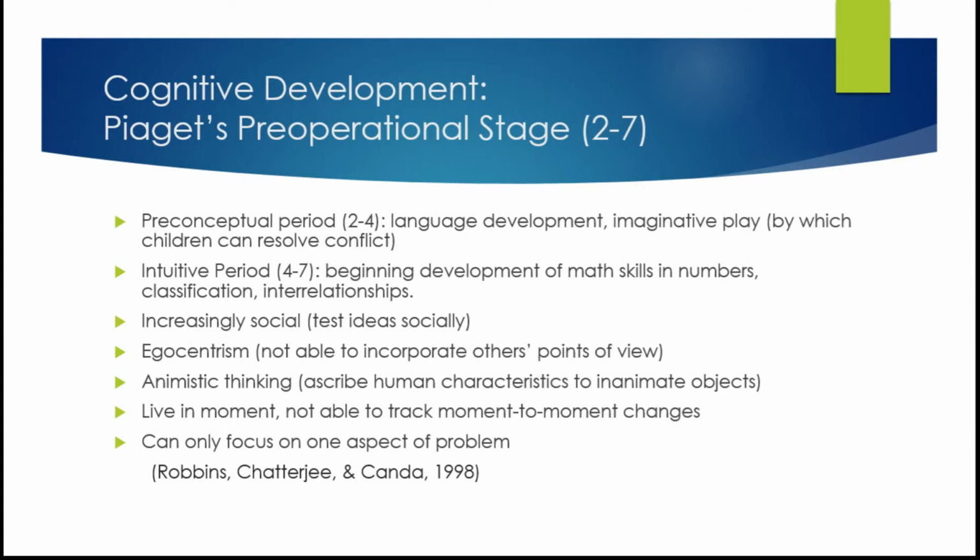Children become increasingly social, so this is the age at which they start to make friends, and they start to test out their ideas socially. They start to do these little experiments with their friends, and that's typical for this age group. However, at this age, there's still a great deal of egocentrism, which means that children at this age aren't really able to incorporate other people's points of view. So children aren't going to say, oh, I understand that you see it this way, but I see it this way. At this age, there's still really only one point of view, and that's my point of view as the child.